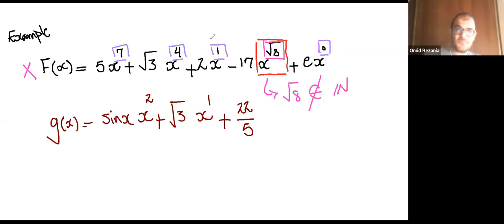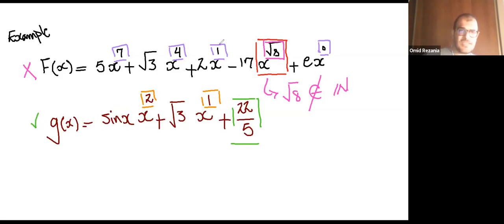Look at this one, guys. For this term, we have sine x times x to the power 2. Let's highlight the terms that I have. For this term, I have the power 2. For this term, I have the power 1. And for the last term, that's just the intercept, and that's totally acceptable. Then this is a polynomial because all the powers which I have, 2 and 1, belong to the natural numbers. Then this one is a polynomial.